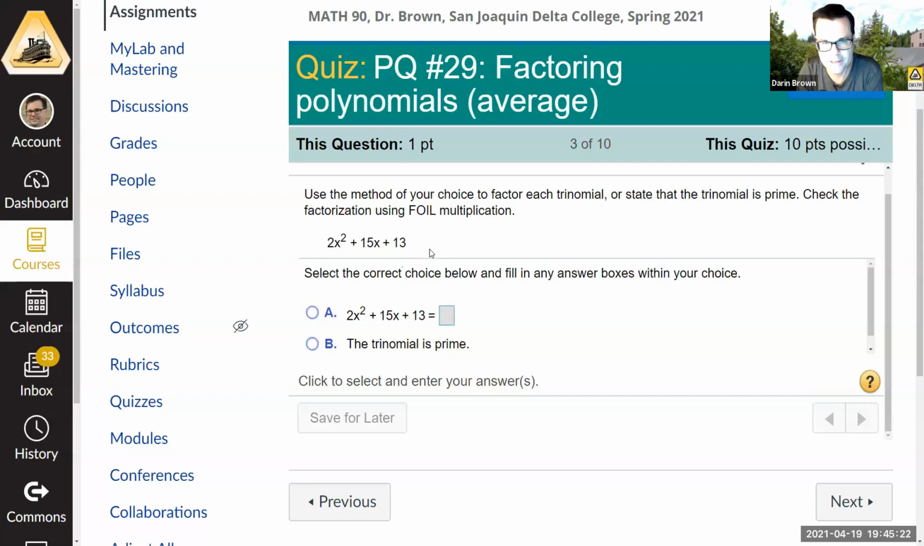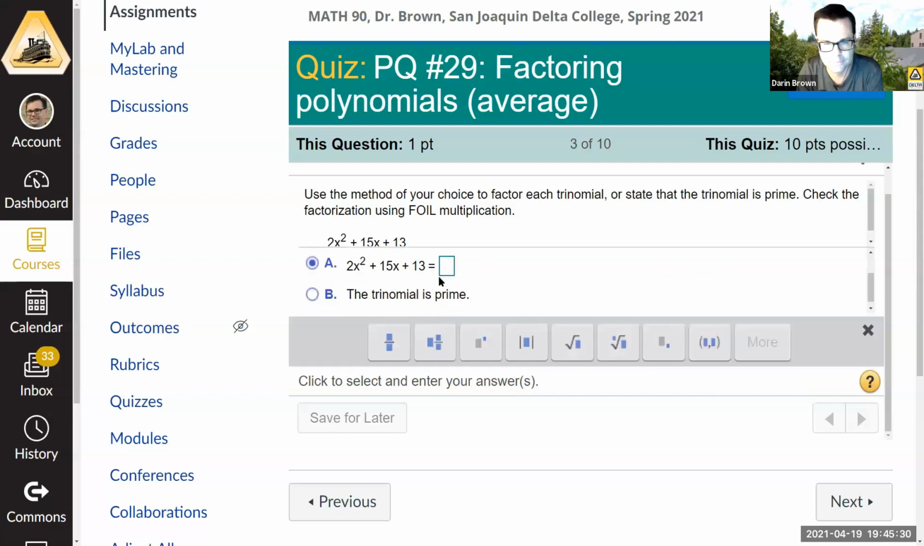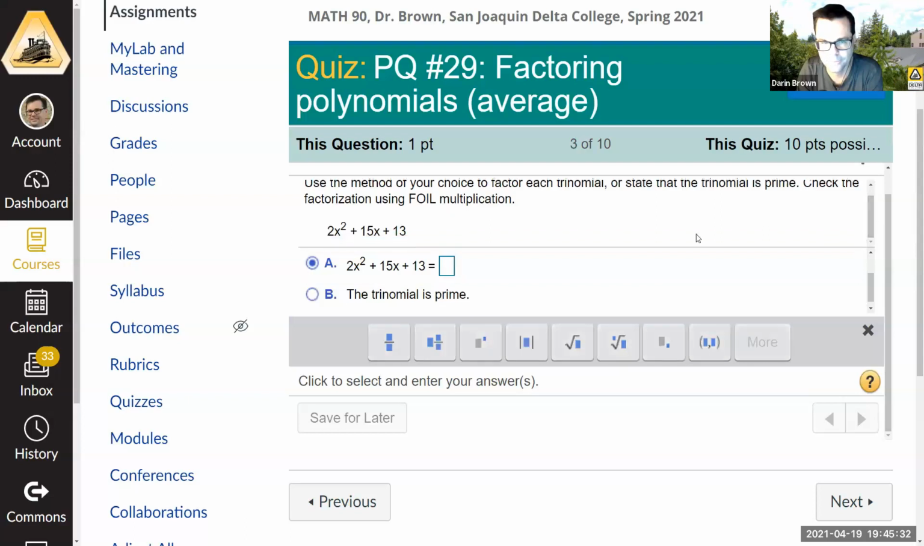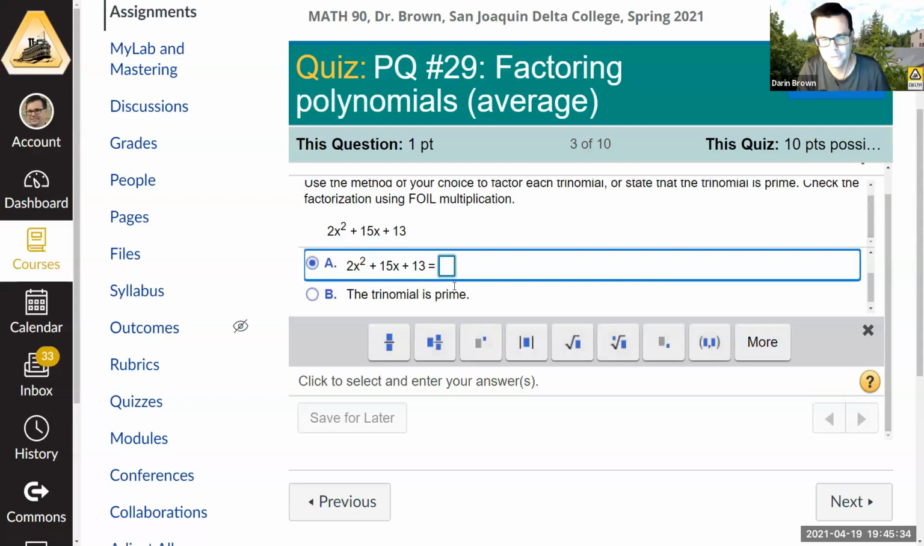Okay, so try this. I think you should be able to do this by guess and check. It's not too bad. So we know this is going to be 2x plus something, x plus something. What's going to get filled in here? It's got to be 13 and 1. So there's really only 2 possibilities, 13 and 1 or 1 and 13.